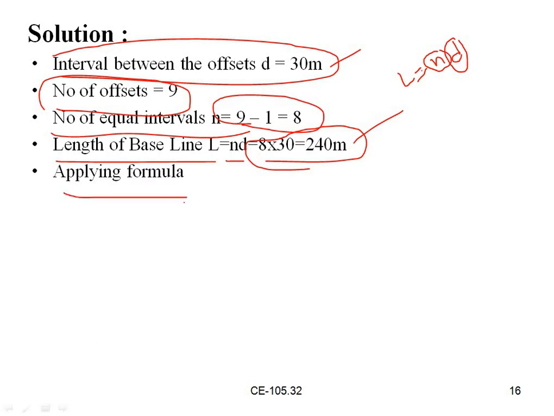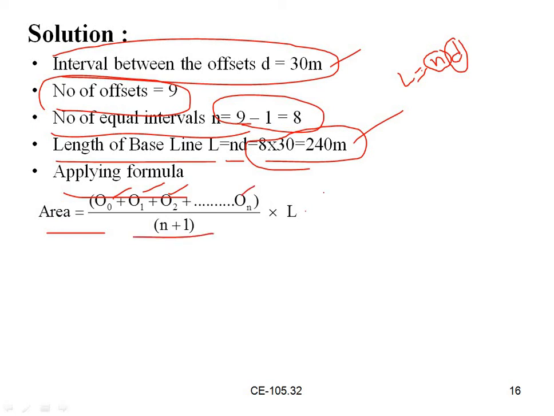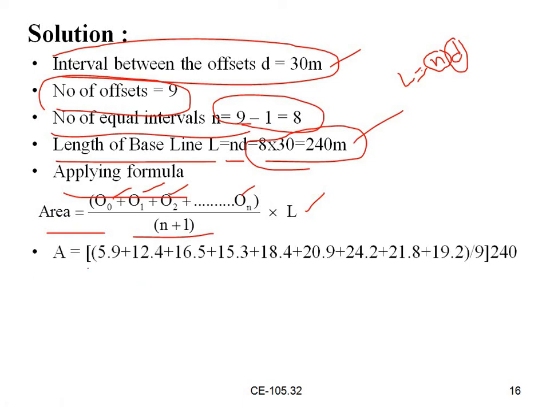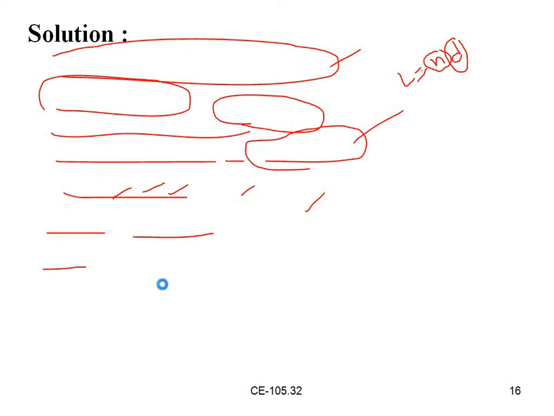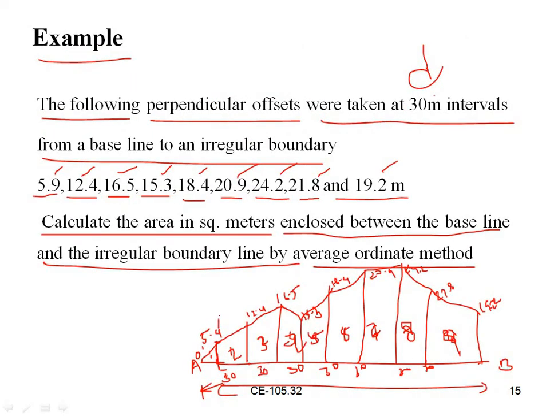So now let us apply the formula. Area is equal to (O0 plus O1 plus O2 plus ... On) by n plus 1 into L. So applying this formula, let us see here. Area A is equal to, so what is this O0? The first one is 5.9. So where is the first one? This is the 5.9, the first one. We are not taking the 0, because 0 length will not be considered.